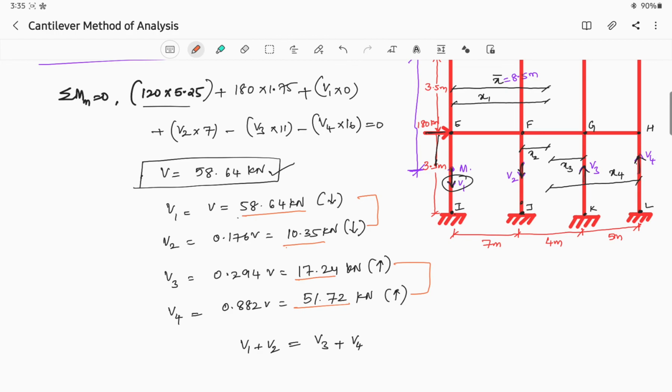Now this is for story 1 we have calculated. Now we'll go for story 2. Okay, for story 2 we have to calculate, so that part we will take down in our next video. Hope you have understood what the assumptions are and what methods and steps are followed in this method, that is the cantilever method of analysis. All right, so in the next class we'll take down the remaining three steps, that is calculation of moments and calculation of shear forces.